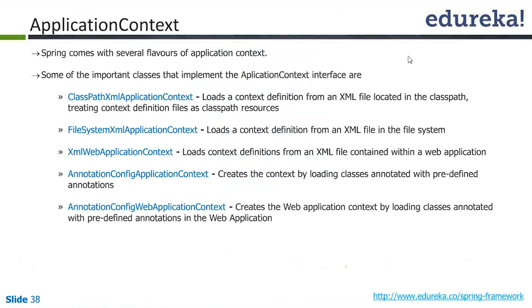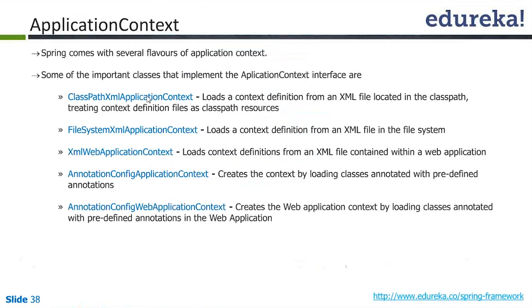Application context. Spring comes with several flavors of application context. That means application context is an interface and all these are the implementations. Based on our need, we will go for one of the implementations. For example, ClassPathXmlApplicationContext. It loads a context definition from an XML file located in the class path, treating the context definition file as a class path resource.